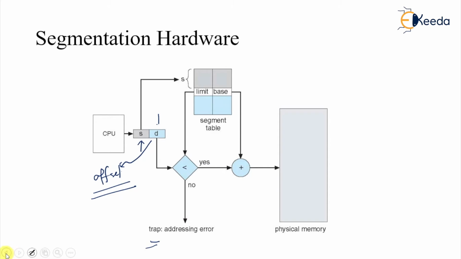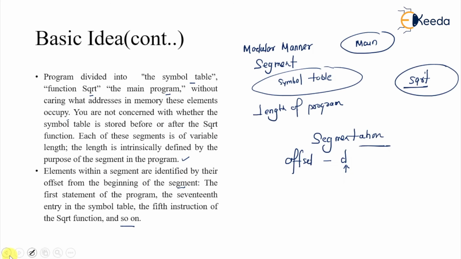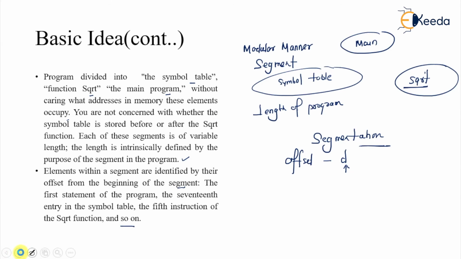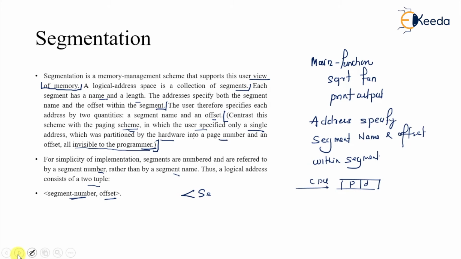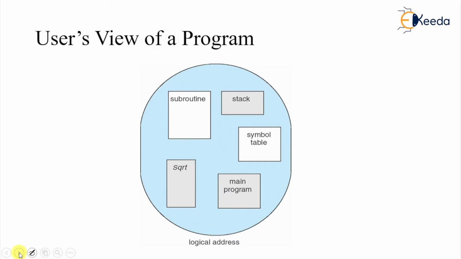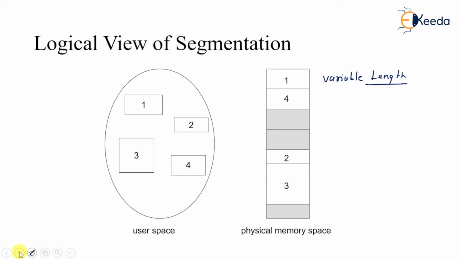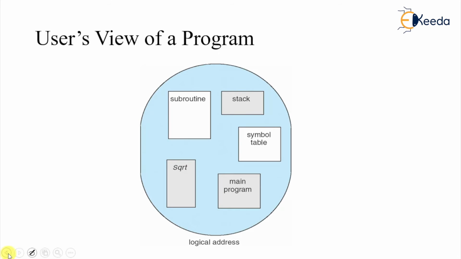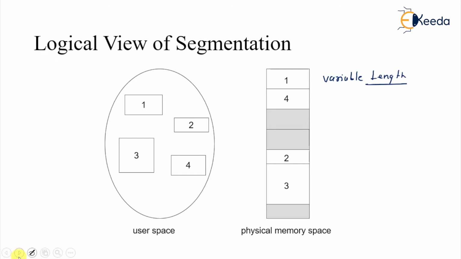Okay, so that is all for segmentation. The basic idea here is to support the user view of memory, whereas paging is invisible to the programmer. Here the programmer can think of the logical address space as divided into different segments. This is a user view of the program, the logical view of segments, which is the same as the user view of the program.